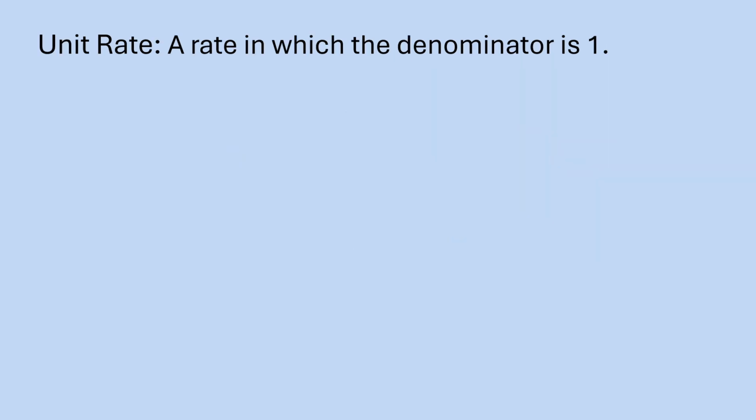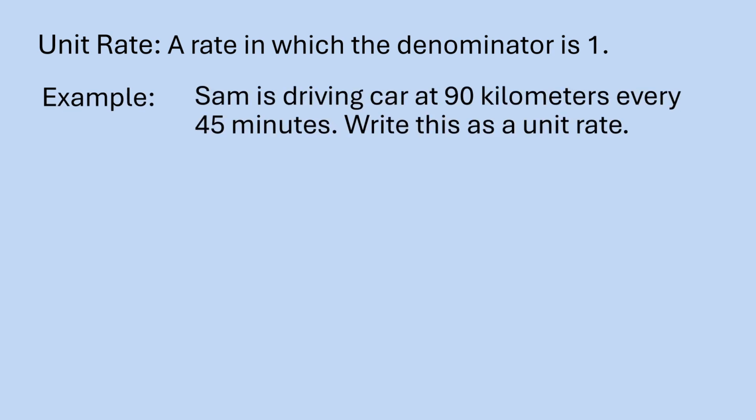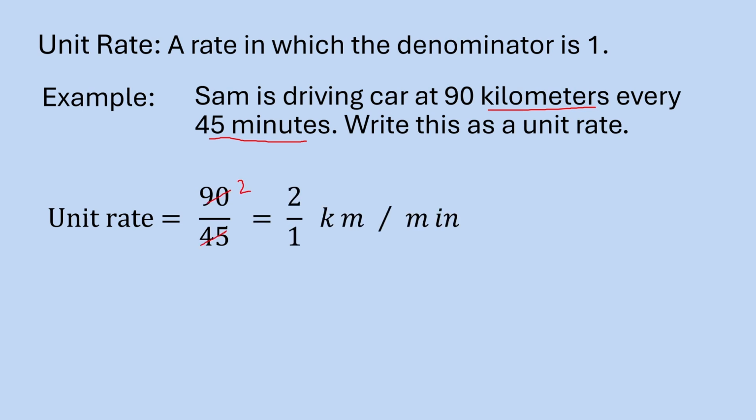Next, unit rate. It is a rate in which the denominator is 1. Example, Sam is driving a car at 90 km every 45 minutes. Write this as a unit rate. Here one value is given in minutes and the other in kilometers, so we need to determine the unit rate in kilometers per 1 minute. So the unit rate is equal to 90 kilometers per 45 minutes. 45 times 2 is equal to 90. So 2 kilometers per minute. So this is the unit rate.